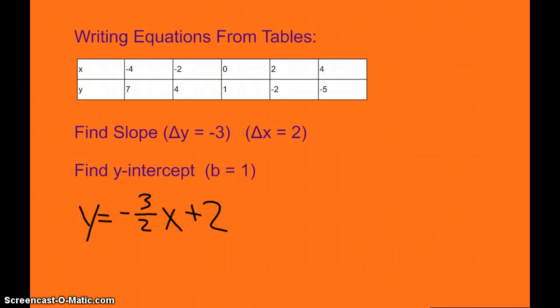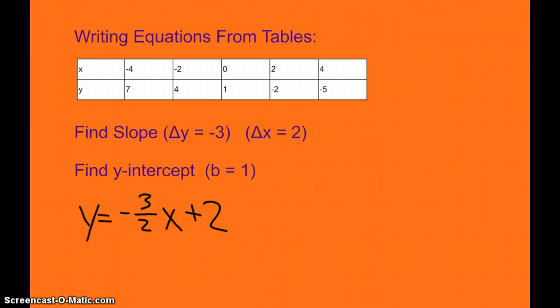Our third way we're going to write equations is writing an equation from a table, where we're given an xy table such as the one here. And in order to write our equation, again, we're going to use y equals mx plus b, where we have to be able to look at the table and identify our slope, look at the table and identify the y-intercept, and plug those values into an equation.